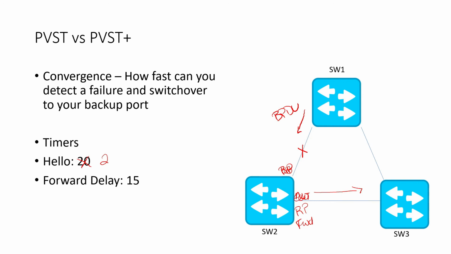I hope you have a better understanding of what common spanning tree is and per VLAN spanning tree. And I hope you have a better idea of why we run rapid spanning tree over just legacy spanning tree.